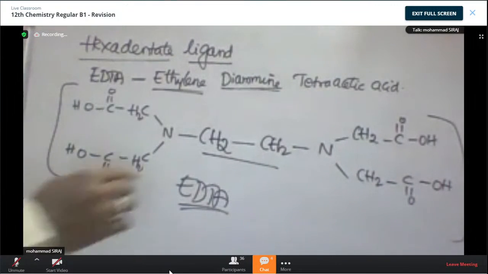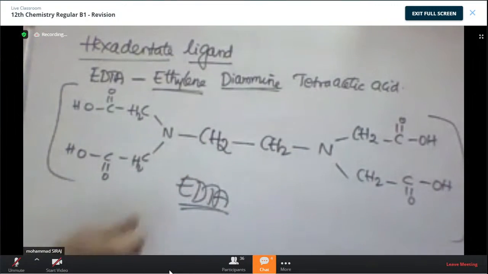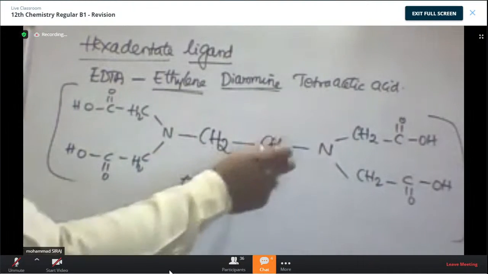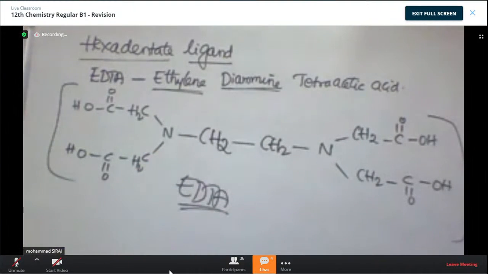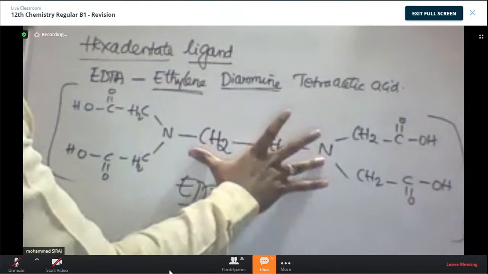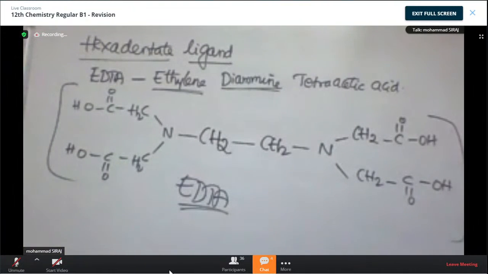No, the double bond won't come here because the valence of carbon is how much? 4. 2 hydrogens, 2 bonds. I removed that one bond and I attached these 2 nitrogens. Actually, ethylene is CH2 double bond CH2. I removed one thing and attached this one.